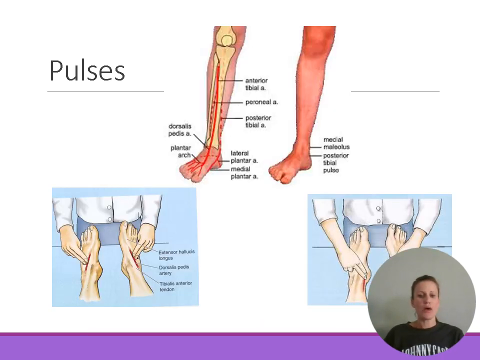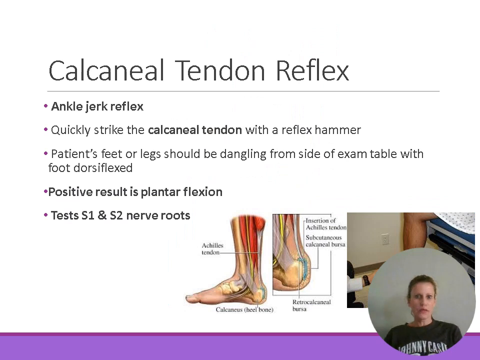This is showing you how to measure those two pulses, the dorsalis pedis pulse and the posterior tibial artery pulse. The anterior tibial artery goes into the dorsalis pedis, so that feeds the dorsalis pedis.